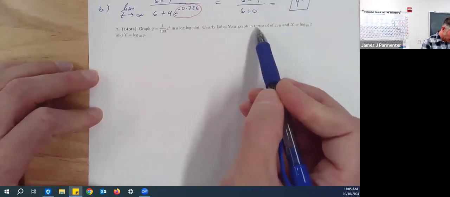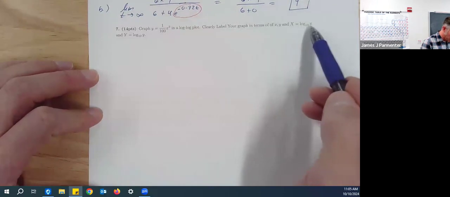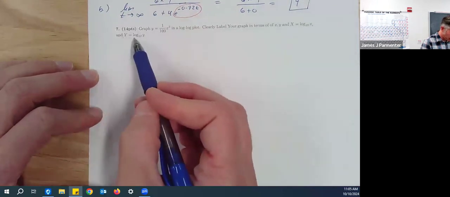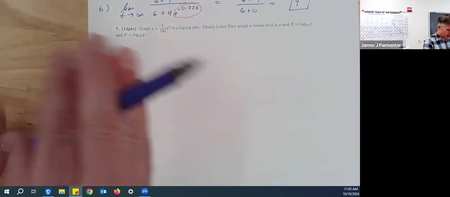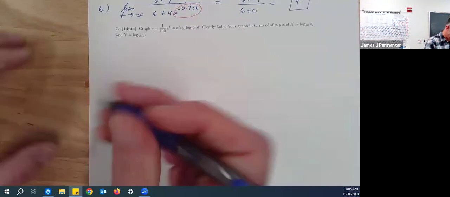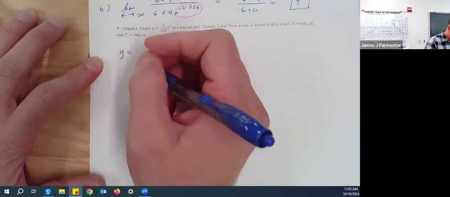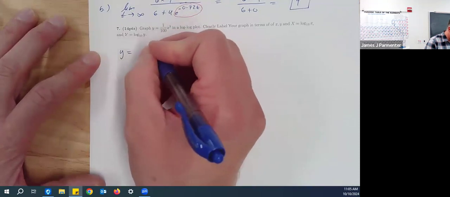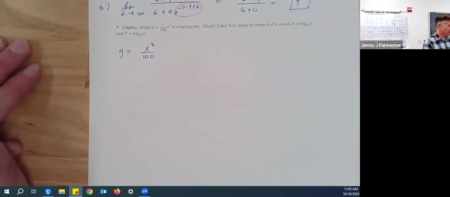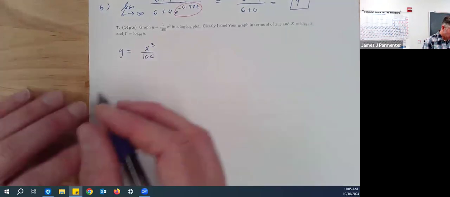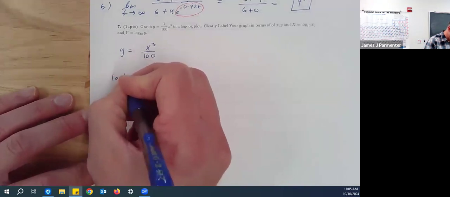Clearly label your graph in terms of lowercase x, lowercase y, capital X equal to log base 10 of lowercase x, and capital Y equal to log base 10 of lowercase y. So here's where I'm going to start, by taking the log of both sides. I'm going to take my equation, y equal to 1 over 100 x cubed. I would probably just write it as x cubed over 100, to be honest. I don't need that 1 there. 1 times x cubed is x cubed. And then I take the log base 10 of both sides. I don't need to write the base 10 because it's implied.